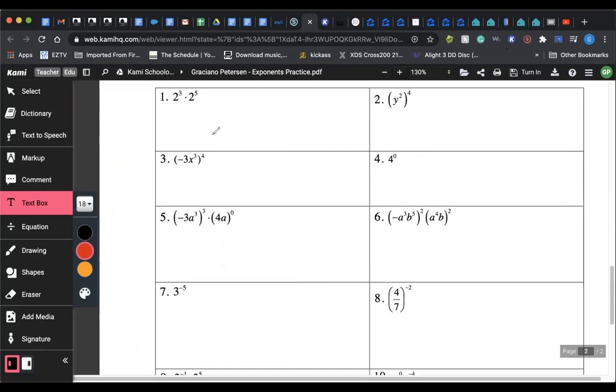So we have 2 cubed times 2 to the 5th. What's the answer here? 2 to the 8th. All we have to do is add our exponents. We keep our base. 3 plus 5 is 8, so it's 2 to the 8th.